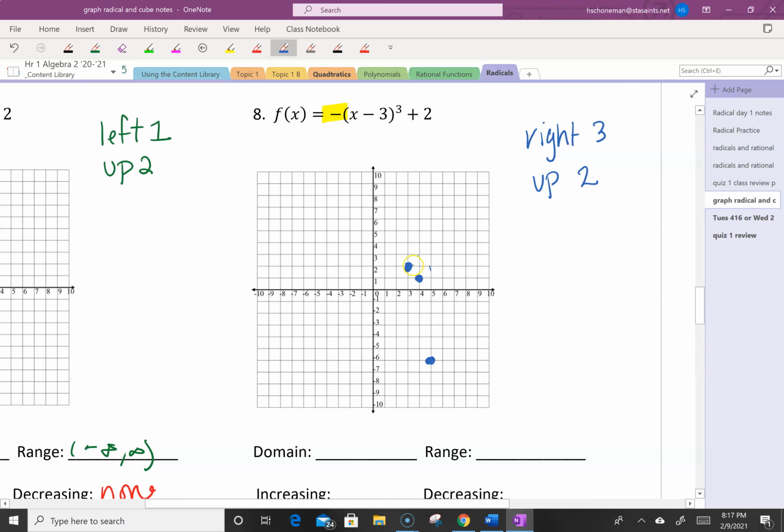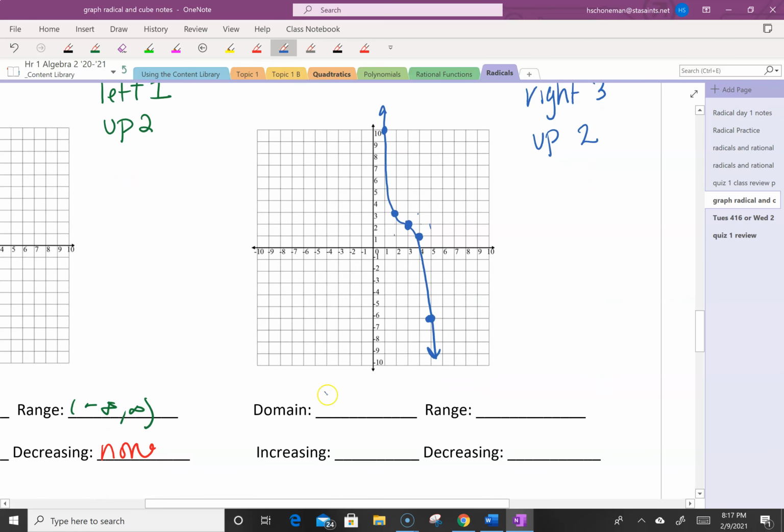And normally I would go left 1 and down 1, so I have to go left 1 and up 1, and left 2 and up 8. So my graph looks like this. The domain is still going to be negative infinity to infinity, and so is the range. But this graph from left to right, it's going down. So it's going to have no increasing interval, but it's going to be decreasing from negative infinity to infinity.